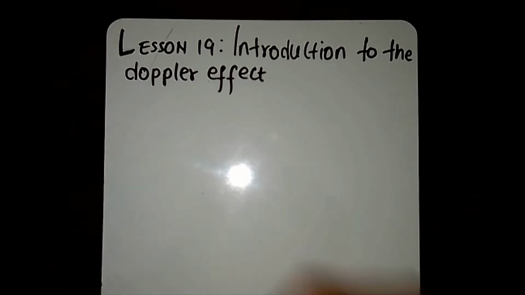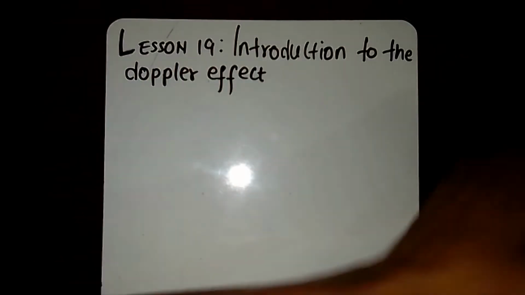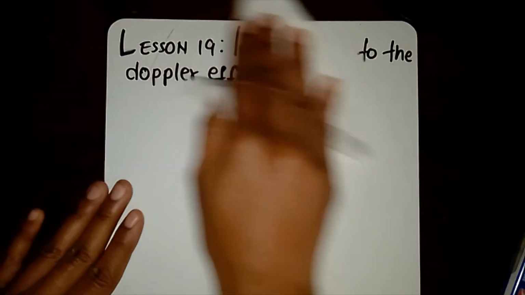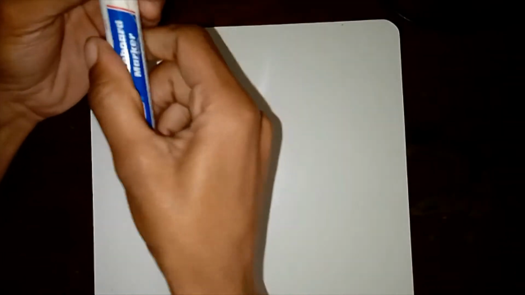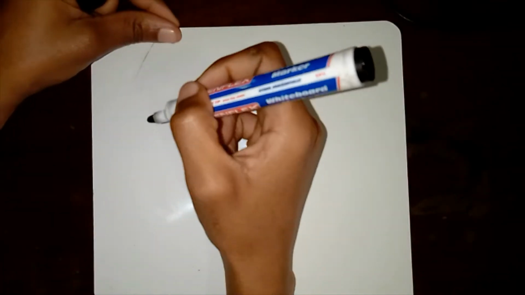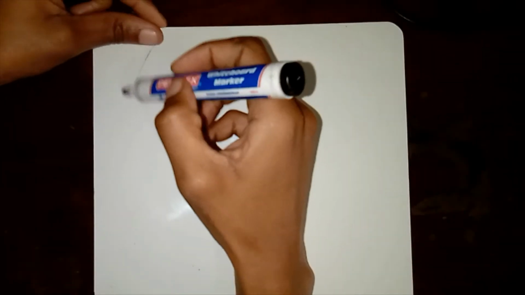So okay, let us start our discussion of the Doppler effect by defining sound. So what is sound? Sound, we can say, is caused by vibration. So when something is vibrating, it's going to cause a sound. So in actual fact, this means that sound is a sort of wave.